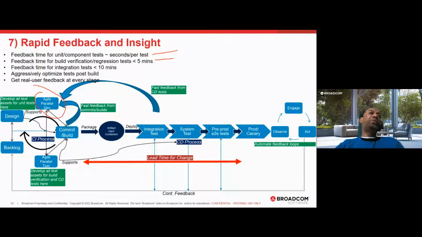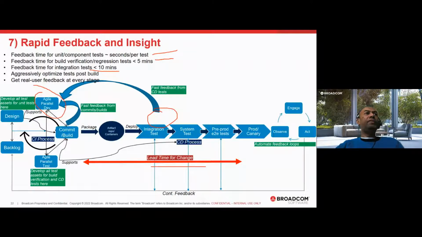You know why it's important to provide fast feedback? Because otherwise the developer will move on to something else. They have to do a context switch, right? Delayed feedback is delayed quality. The faster feedback you can provide, the better. Similarly, integration tests shouldn't take more than 10 minutes. Use the principles of change impact testing and test optimization so that you can optimize your tests as much as possible, not only to reduce the lead time for change, but also to reduce the feedback time.